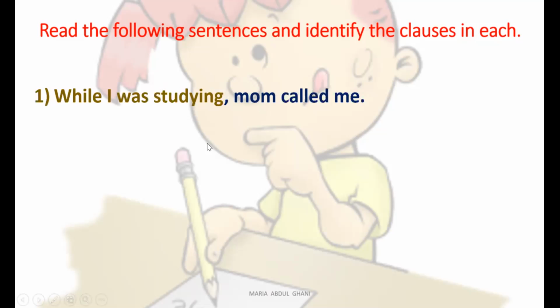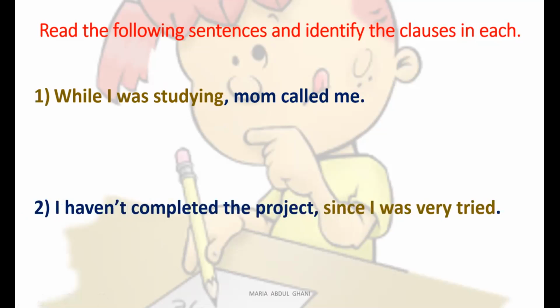Number 1, while I was studying, Mom called me. Here, where is clause number 1? While I was studying. Okay. Sorry, we will read example 2, then we are going to identify the clauses. Example 2, I haven't completed the project since I was very tired. Here, while I was studying, it's clause number 1. Clause number 2, Mom called me.